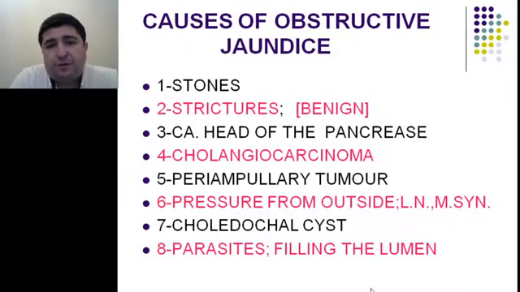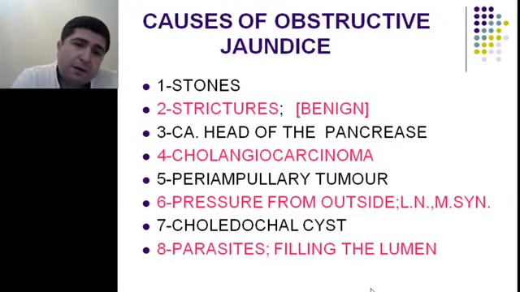What are the causes of obstructive or mechanical jaundice? First of all, of course, it's stones. Which stones? It can be stones from the gallbladder, as usually happens. Stones from the gallbladder go to the common bile duct and block it, and as a result, mechanical jaundice begins.